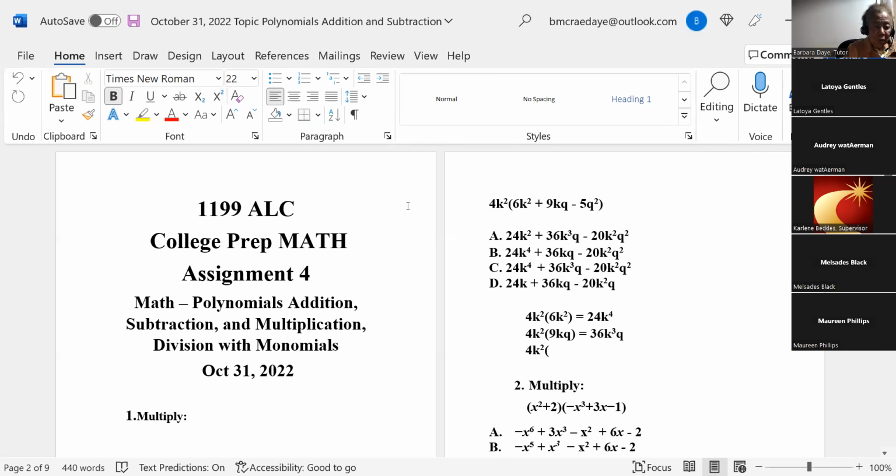You multiply 4k to the second times 6k to the second. You multiply 4k to the second times 9kq. Now you multiplied 4k to the second by a minus 5q to the second, right? So that would be 20, plus or minus?